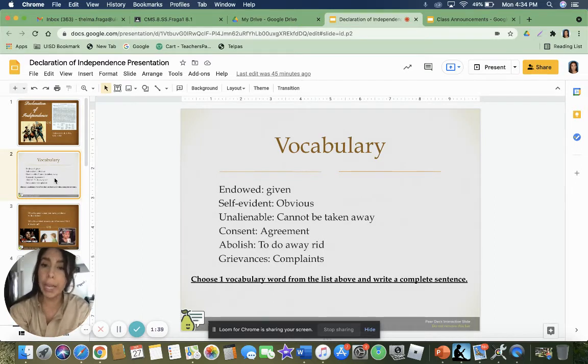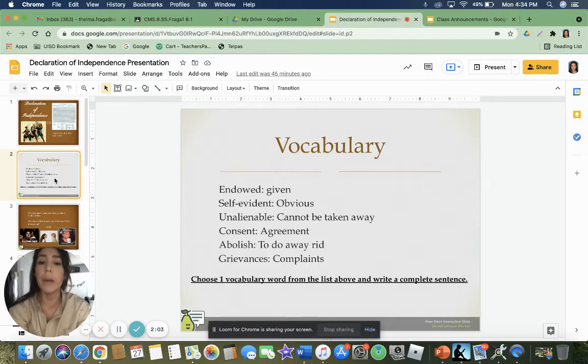It's important today because as we're talking about the Declaration of Independence, the author of the Declaration of Independence is going to look back at John Locke's ideas and say, that's probably a good idea. We should probably include it in the Declaration of Independence. Consent means to agree, you are in agreement with something. Abolish, to get rid of or to do away with. And then the last word is grievances.